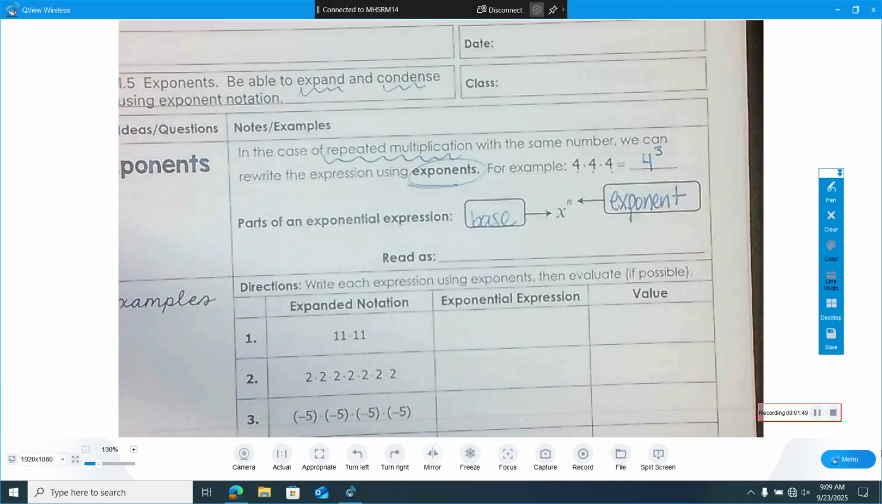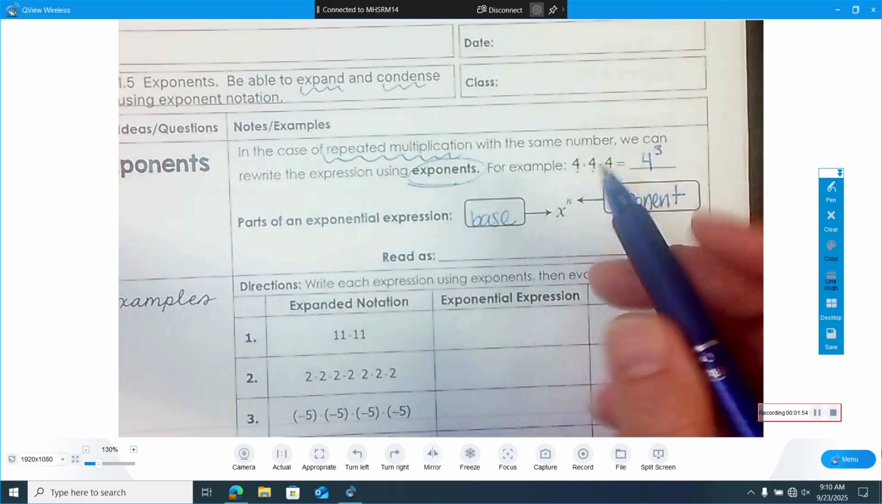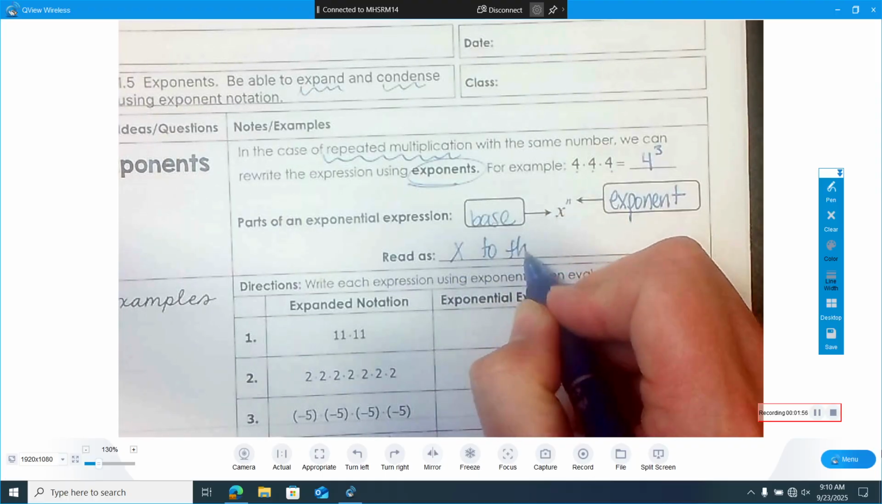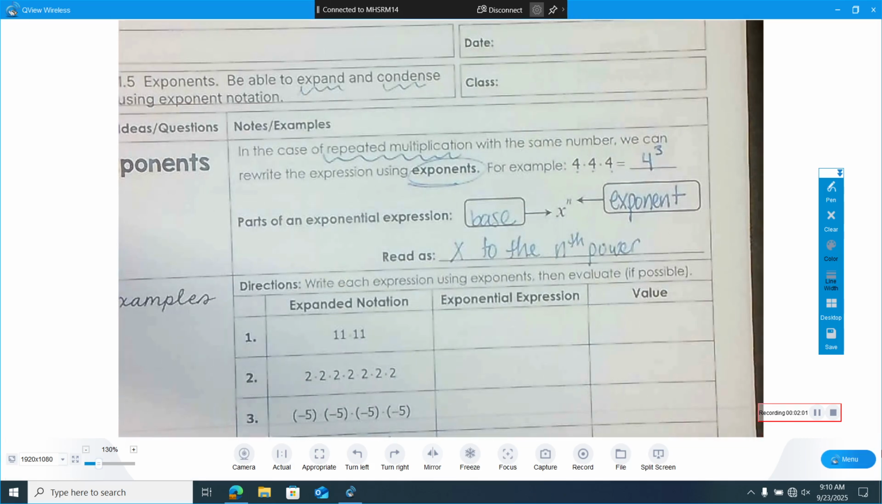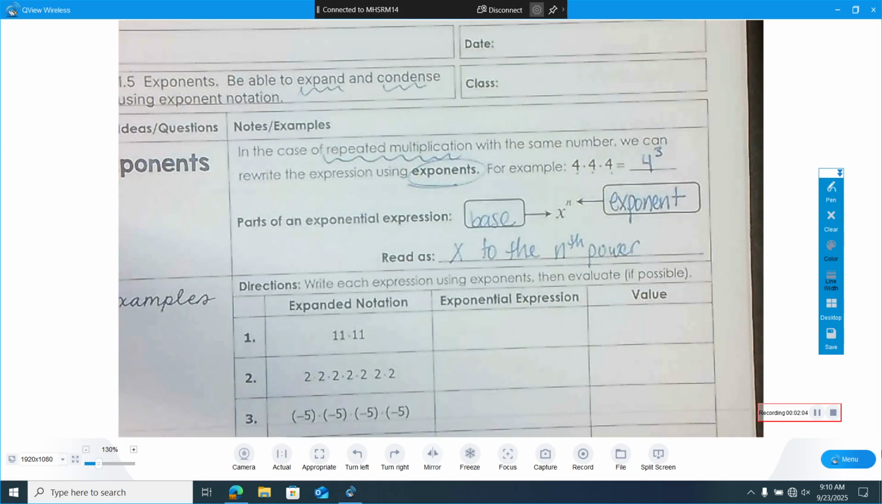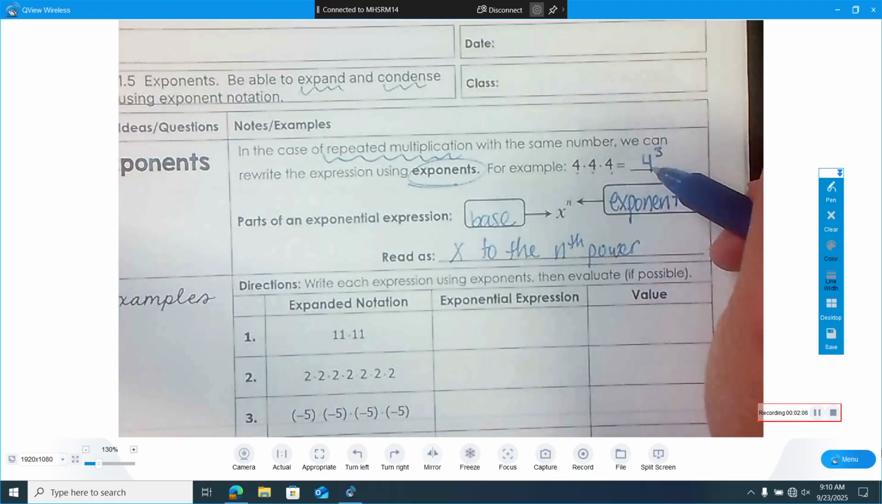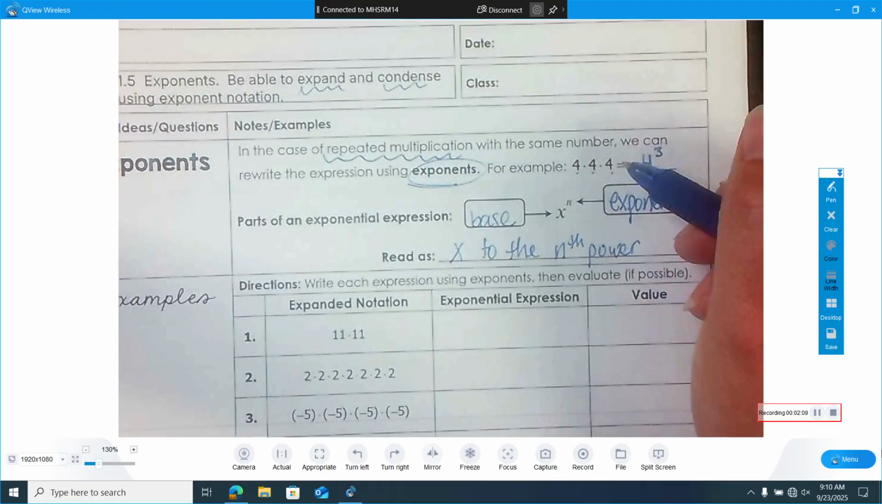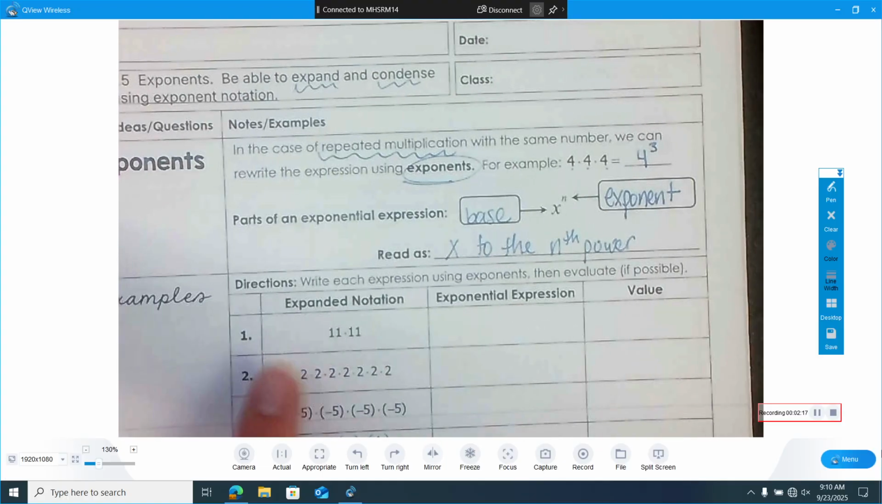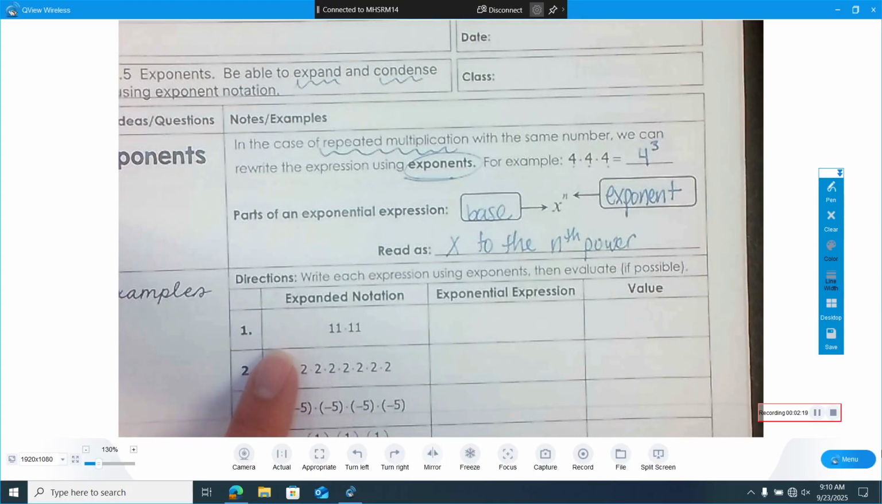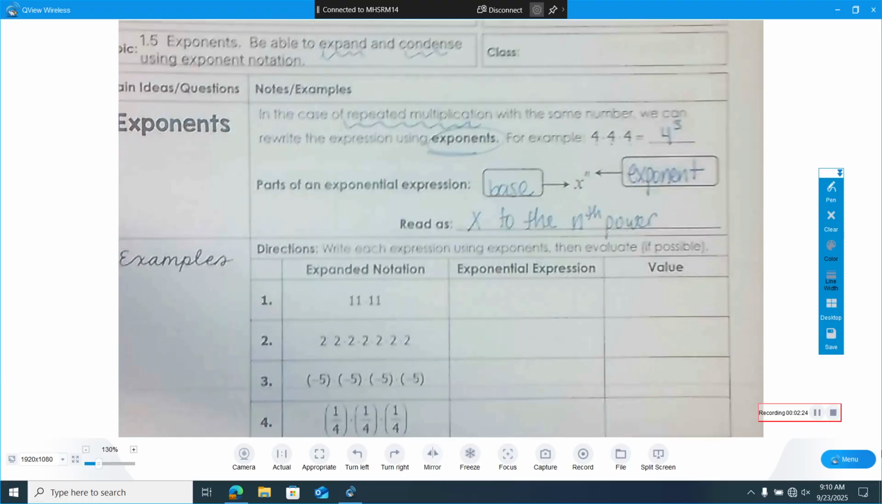E-X-P-O-N-E-N-T, exponent. And we read that as x to the nth power. That exponent just tells you how many times to write out the base using multiplication. And that's what an exponent is. It's just repeated multiplication. We're going to go through all of them today because it's quite easy and it'll go quite fast.